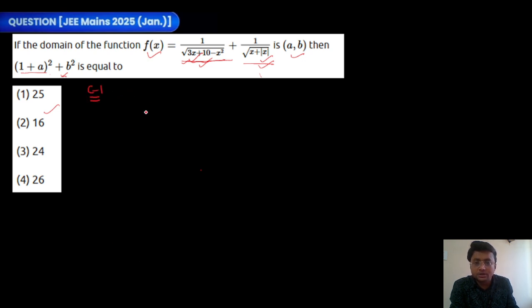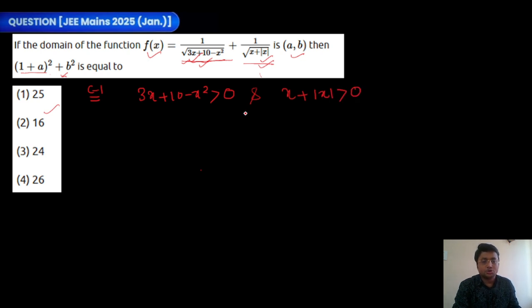Case 1: 3x + 10 - x squared greater than 0. Why? Equal to we cannot take because it is in the denominator. And second, x + mod x is greater than 0. So we have two cases. Let's call this case 2. First we will solve this one.